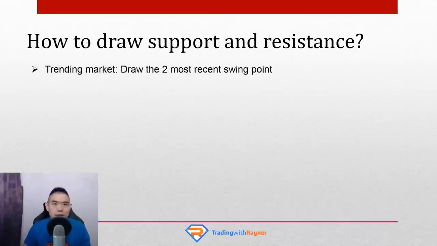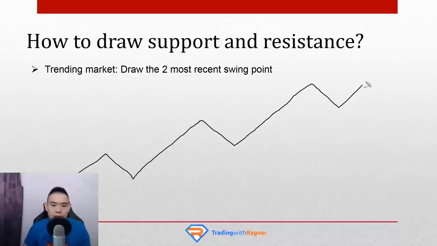Let me explain. Let's say the market is in an uptrend. Hit higher, pull back, hit higher, pull back, hit higher, pull back, and hit higher. So at this point, you have a number of swing lows. You have 1, 2 here, and 3. But my suggestion is to draw the two most recent swing lows as support, meaning you just draw a support like this, and then another one over here.